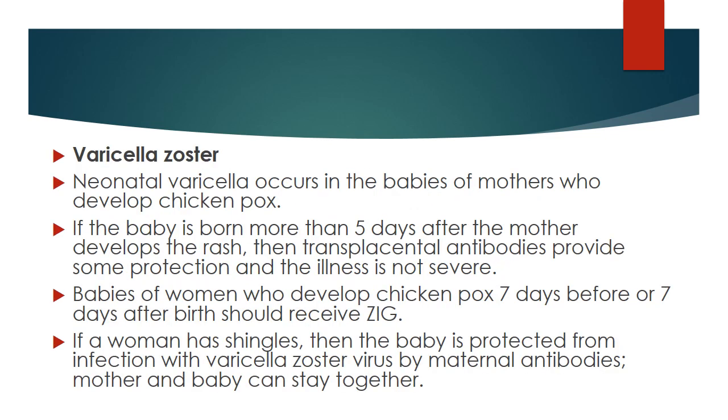There is another commonly encountered viral infection, which is varicella zoster. Neonatal varicella occurs in the babies of mothers who develop chicken pox. If the baby is born more than 5 days after the mother develops the rash, then transplacental antibodies provide some protection and the illness is not severe. Babies of women who develop chicken pox 7 days before or 7 days after birth should receive zoster immunoglobulin. If a woman has shingles, then the baby is protected from infection with varicella zoster virus by maternal antibodies. Mother and baby can stay together.